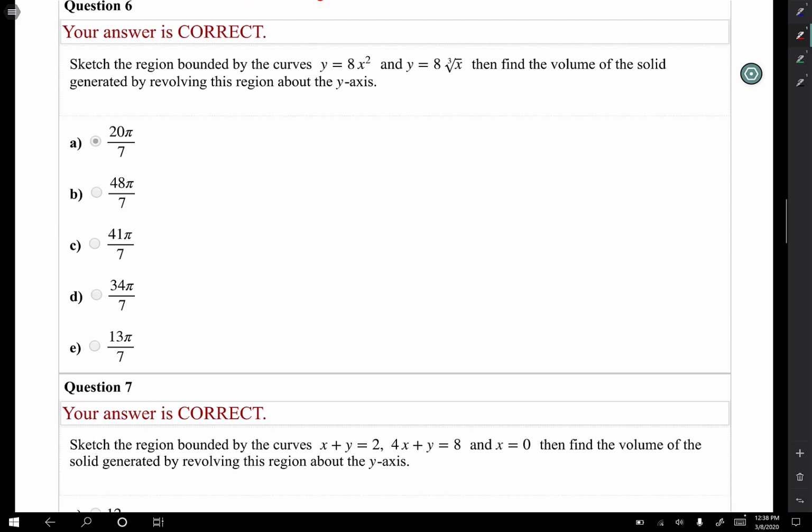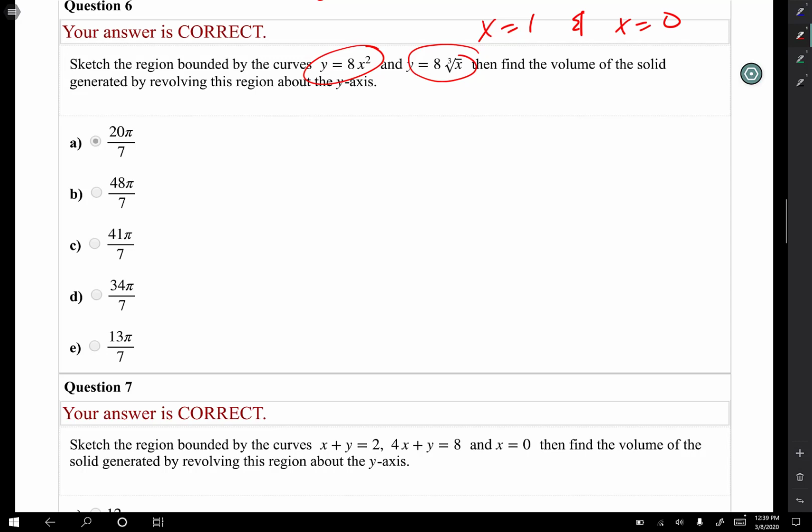Sketch the region bounded by the curves y equals 8x squared and y equals the cube root of x. Then find the volume of the solid generated by revolving this region about the y-axis. All right, both of these curves are going to touch at x equals 1 and x equals 0. At 0, you can see that they're both 0, and at 1, they're both 8.